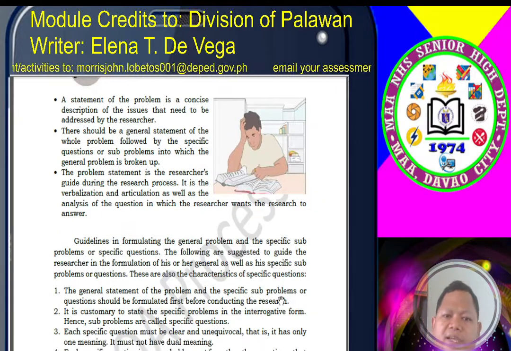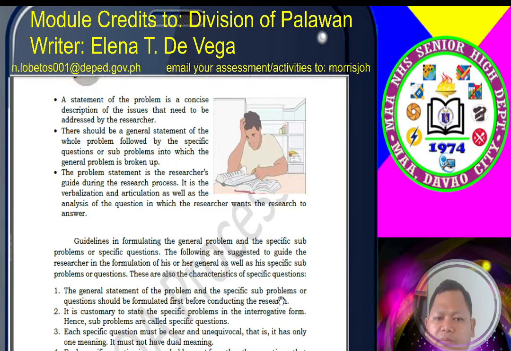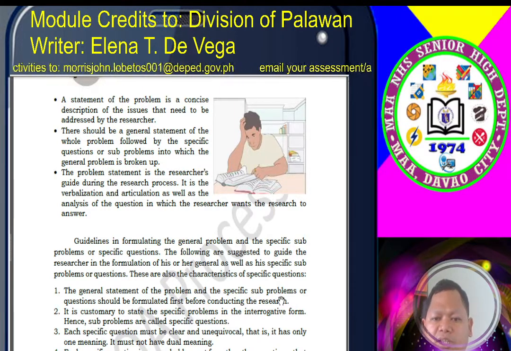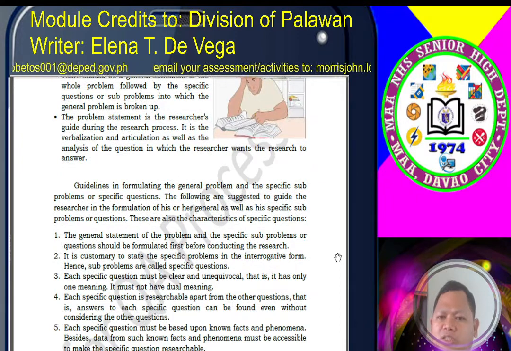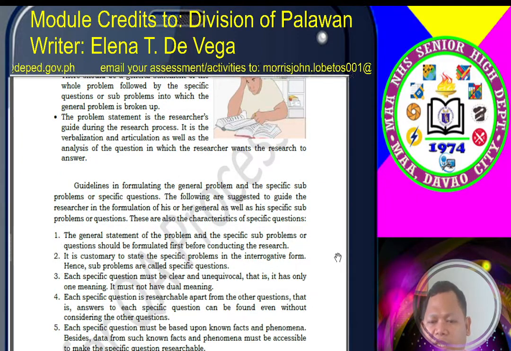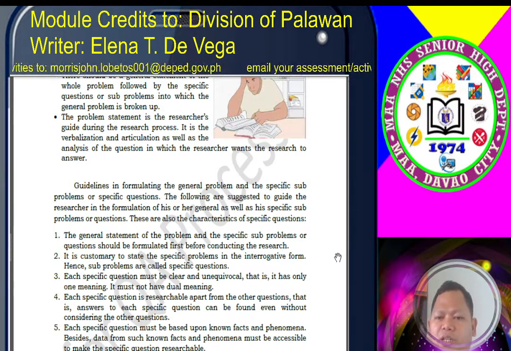Okay, so these are the guidelines in formulating the general problem and the specific sub-problems or specific questions. So the following are suggested to guide the researcher in the formulation of his or her general as well as specific sub-problems or questions. So these are the characteristics of specific questions. Okay? Again, the purpose of these specific questions is to guide you as a researcher. So again, since you are a beginner, you must bear in mind that you really need to do this before having your research. Okay?